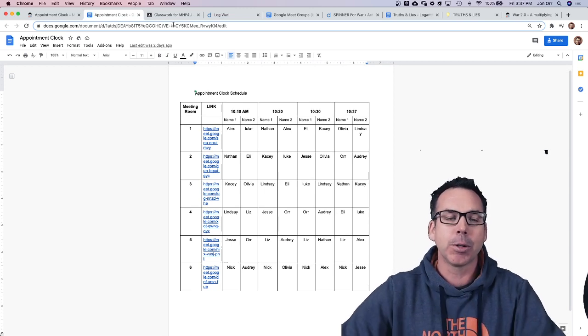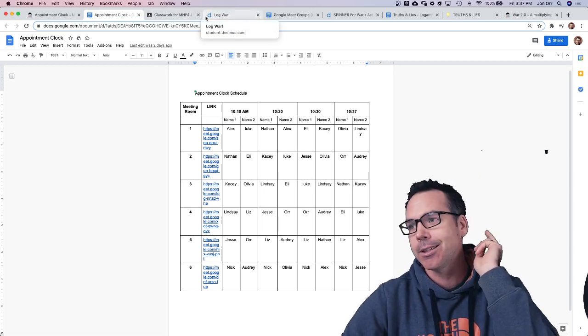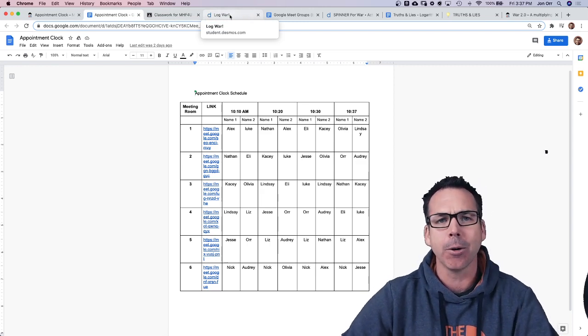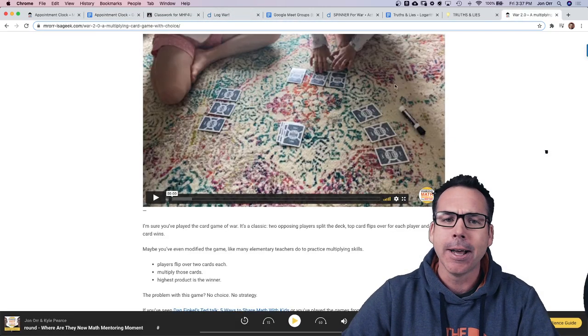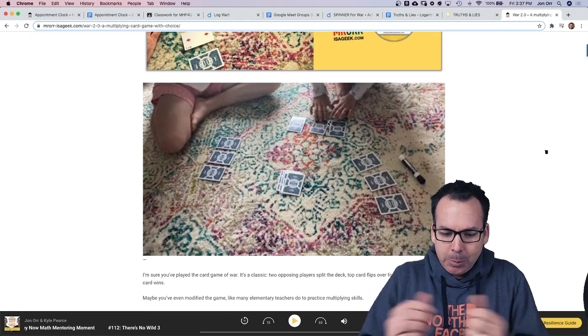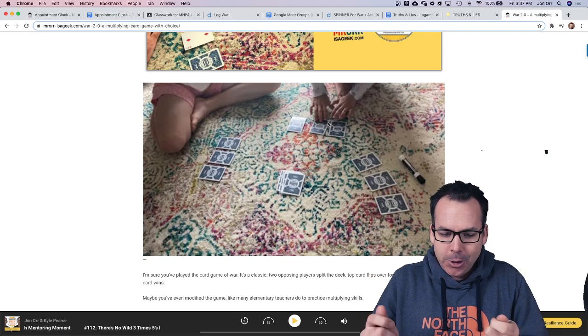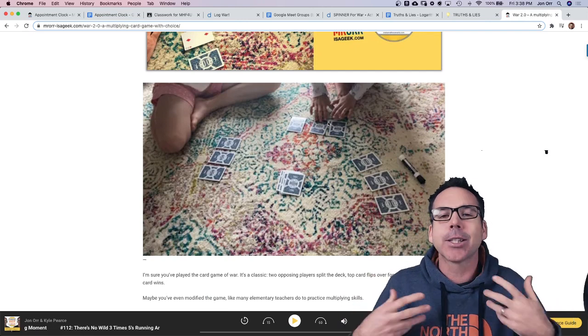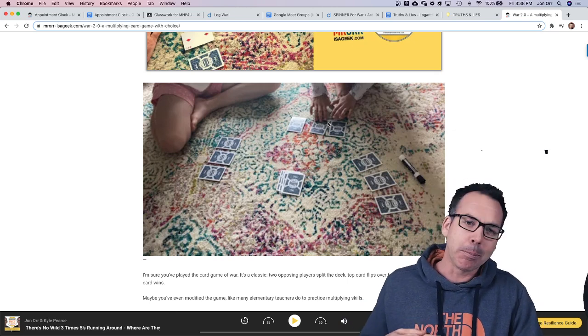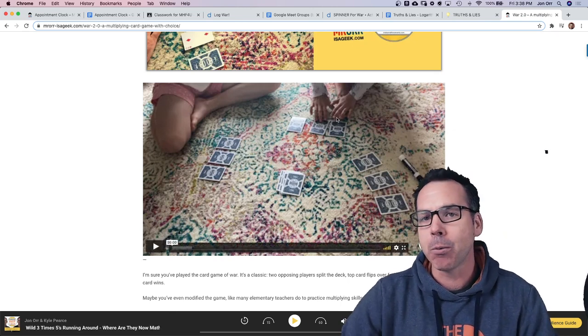The second activity I did this week is called the Game of War. Like the card game War, where two players split a deck, put the top card down, and the highest card wins, and you take that as points. Well, we do that when we practice too.